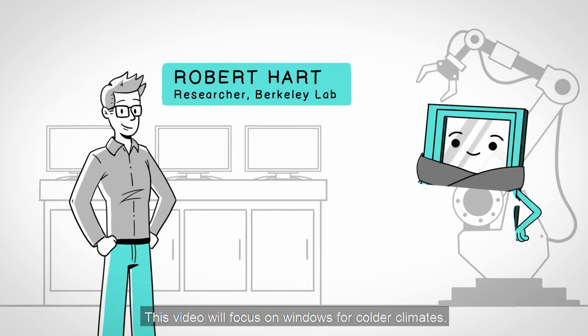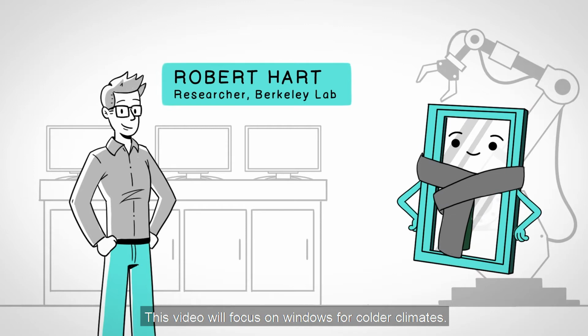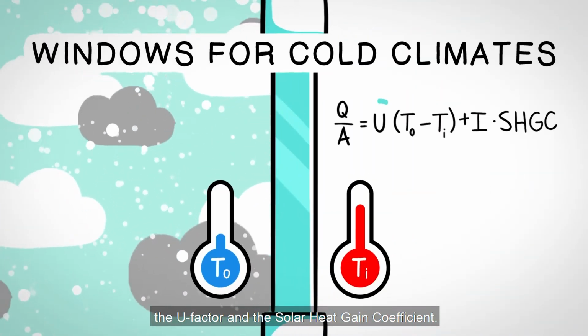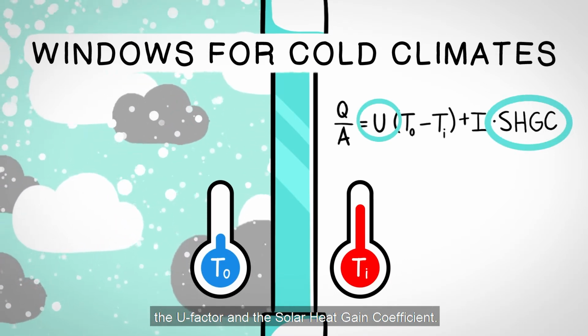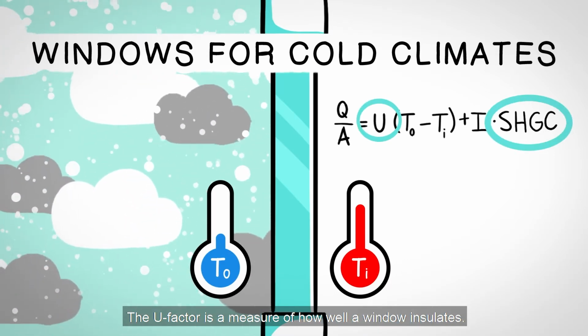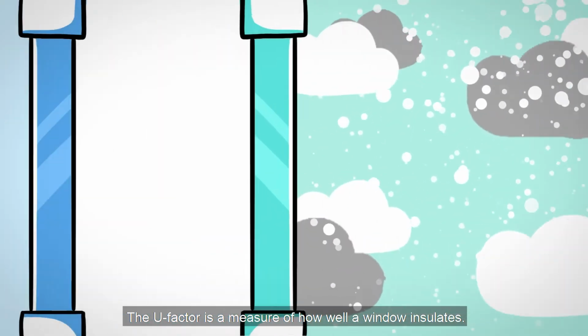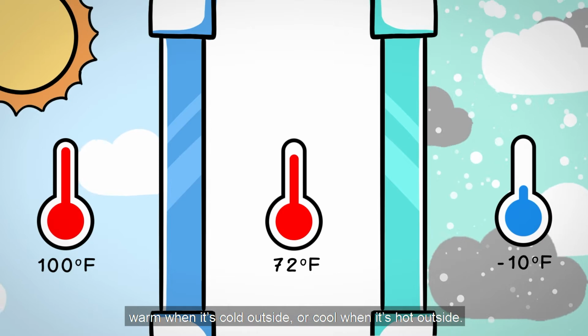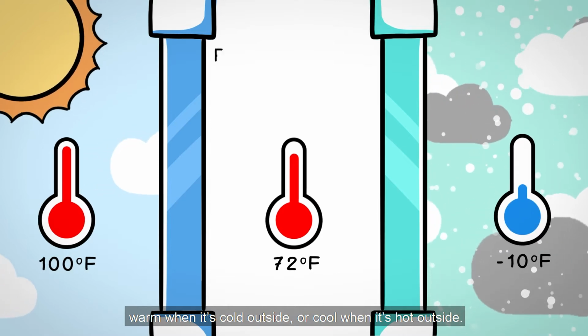This video will focus on Windows for colder climates. In the world of Windows, thermal performance is measured by the U factor and the solar heat gain coefficient. U factor is a measure of how well a window insulates. The lower the U factor, the better the window is at keeping your house warm when it's cold outside or cool when it's hot outside.